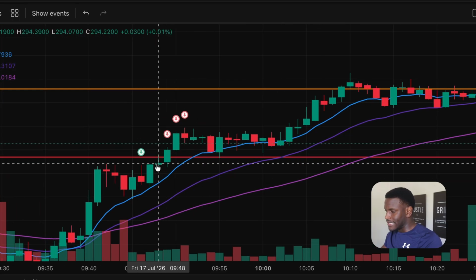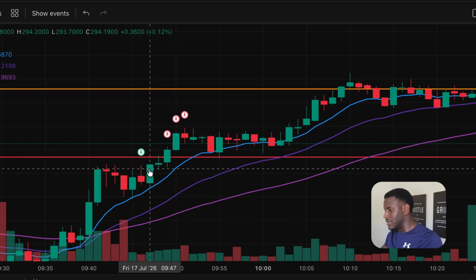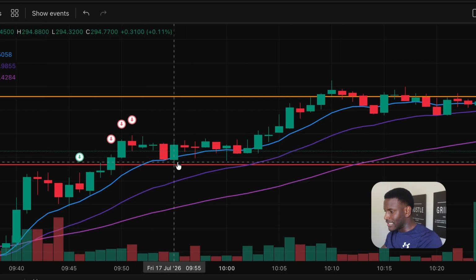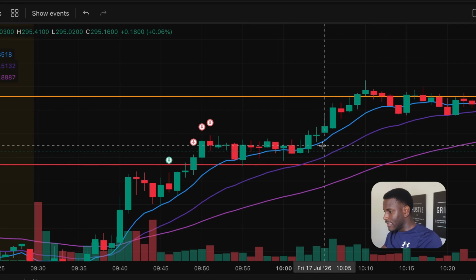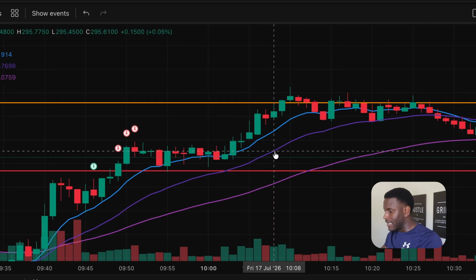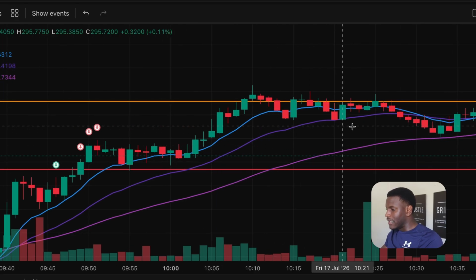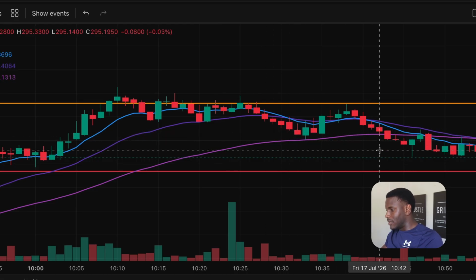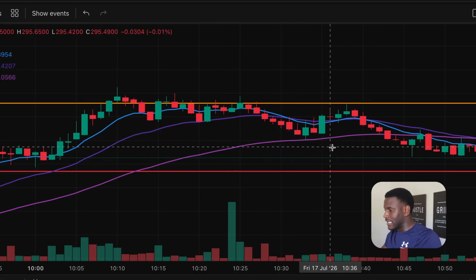So what does this mean? For example, if I had 3 contracts of IWM whenever I entered into this play, I may hold on to my contracts until I get a close below the 9 EMA right here, and I can close one contract. Then if I get a close below the 21 EMA, I'll close another contract. And then finally, if I get a close below the 50 EMA, which happened all the way down here, you can close another contract and get out of the position completely.